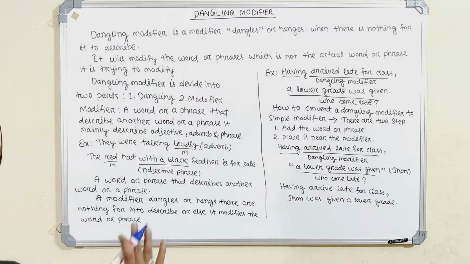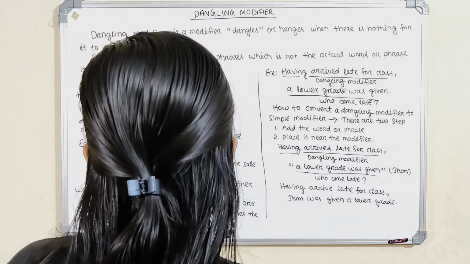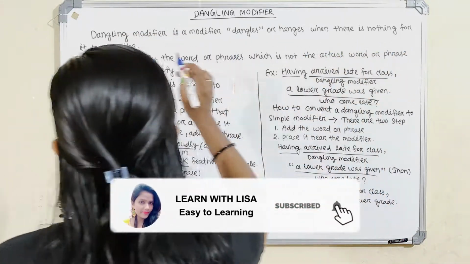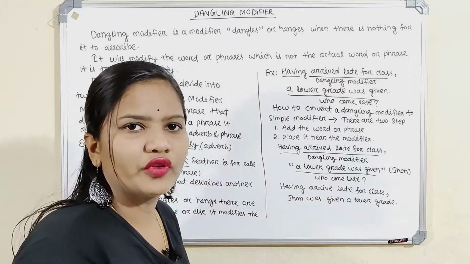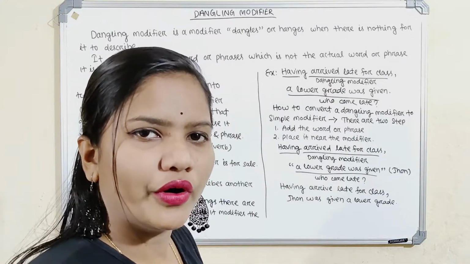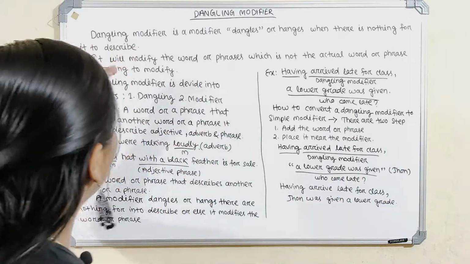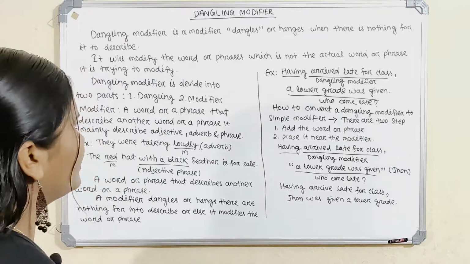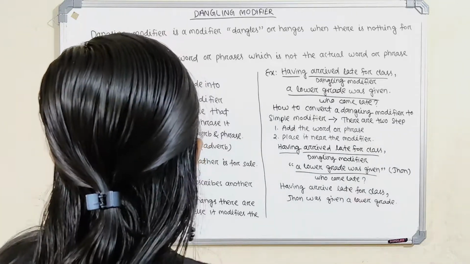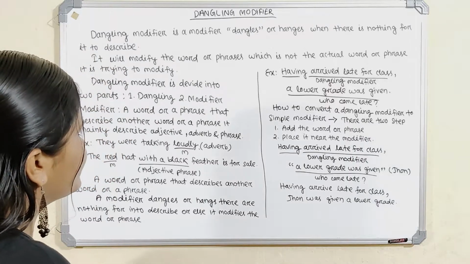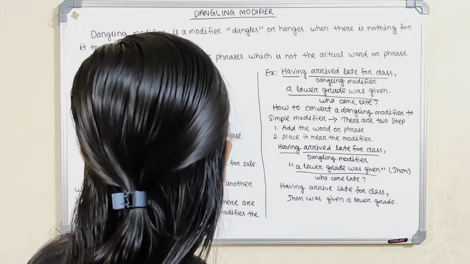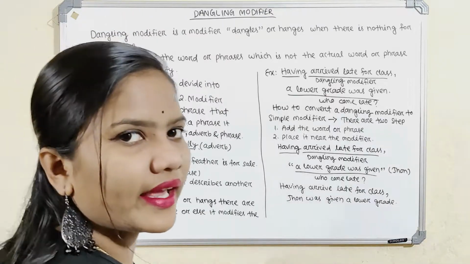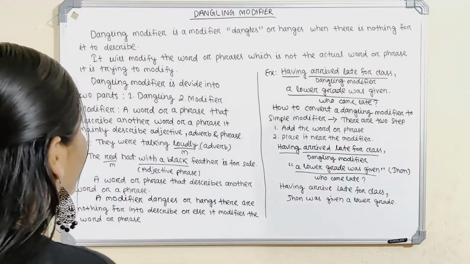First of all, we have to know what a dangling modifier is. A dangling modifier is a modifier that dangles or hangs when there is nothing for it to describe. It cannot describe a verb, adverb or phrase. It will modify a word or phrase which is not the actual word or phrase it is trying to modify. It is called a dangling modifier.